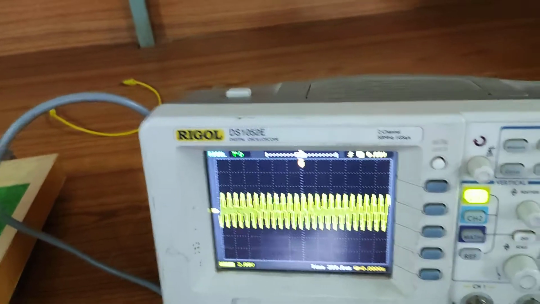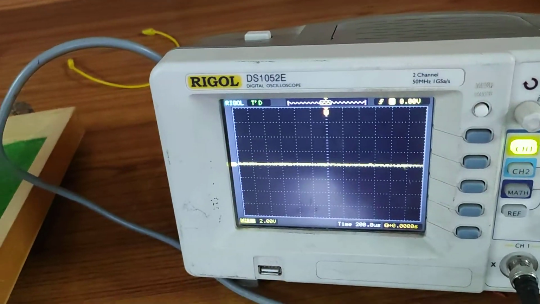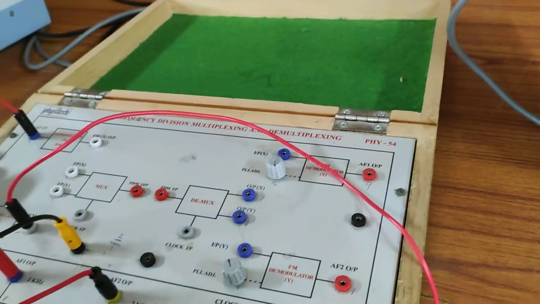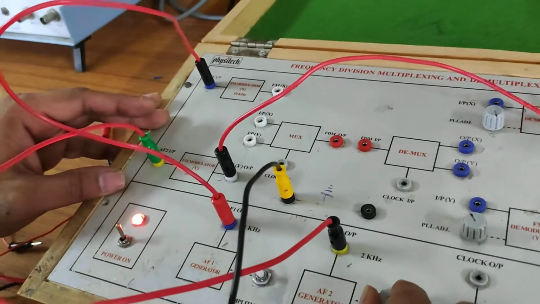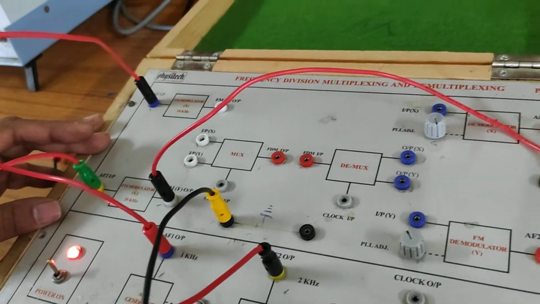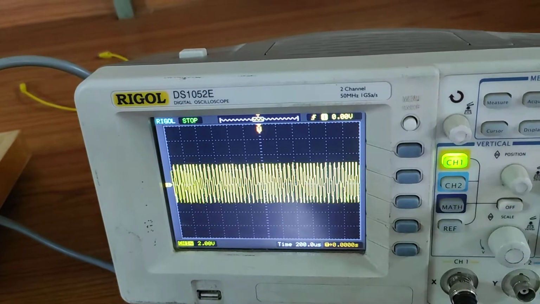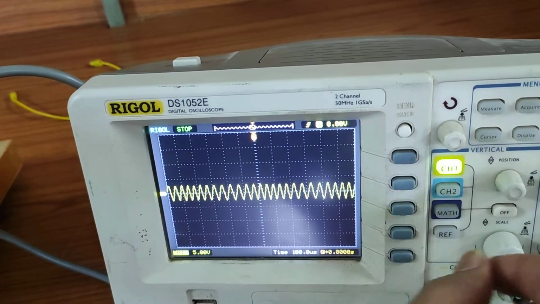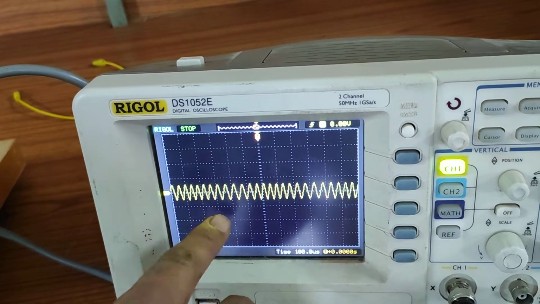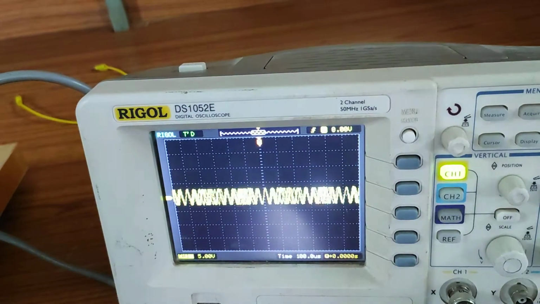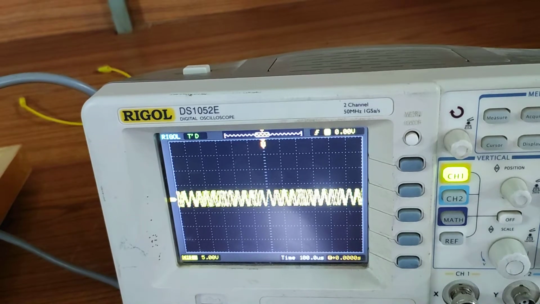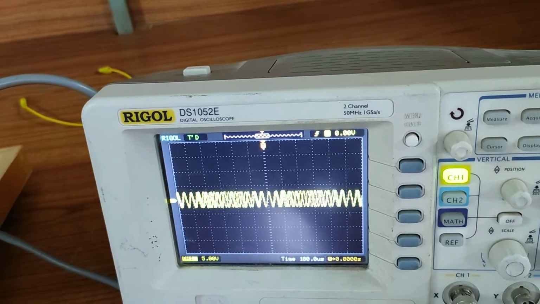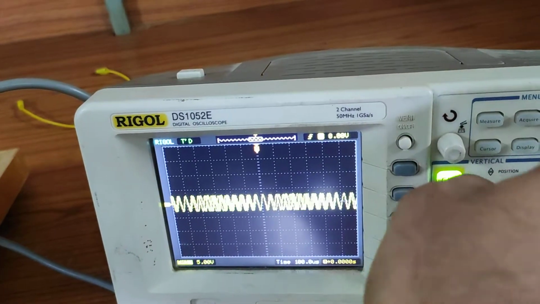That is completed, and again let us check the output of FM modulator 2. Here we need to vary the amplitude of the message signal in order to get a clear FM signal. Now let us check whether we are getting the FM signal or not. Yes, we are getting high frequencies here, low frequencies here, or we can make it very clear also.